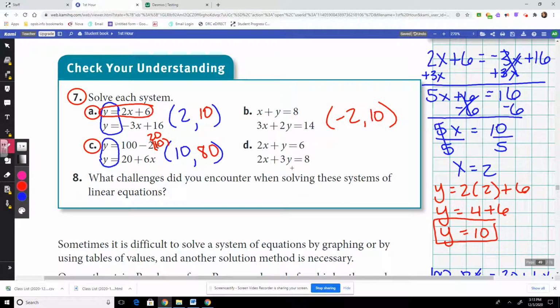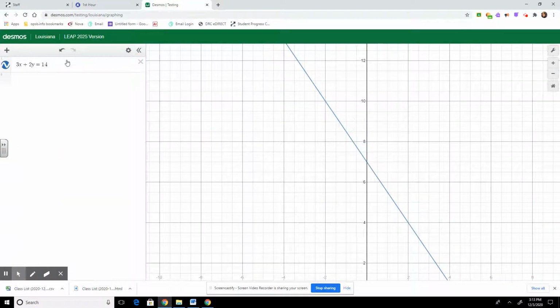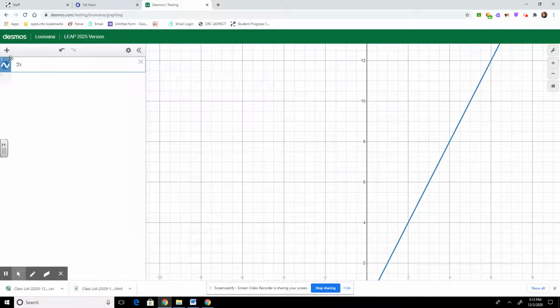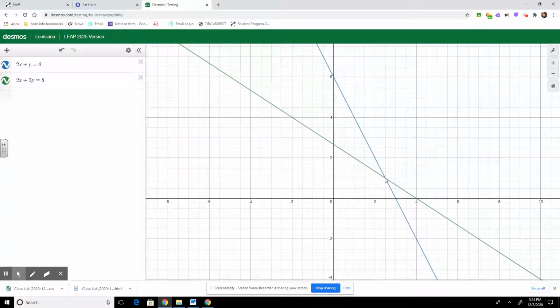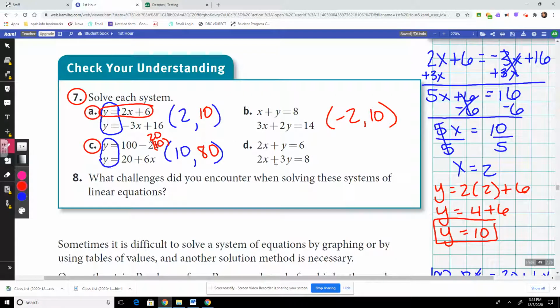Okay, and then part D, both equations are in standard form, and I'm not even bothering teaching you that because I don't want you to do standard form in algebra. So I want you to use the graphing method, and more specifically, I want you to use Desmos. The point at which both of these lines touch or intersect is at 2, 5, 1. So on your paper, you'll say they intersect at 2, 5, 1.